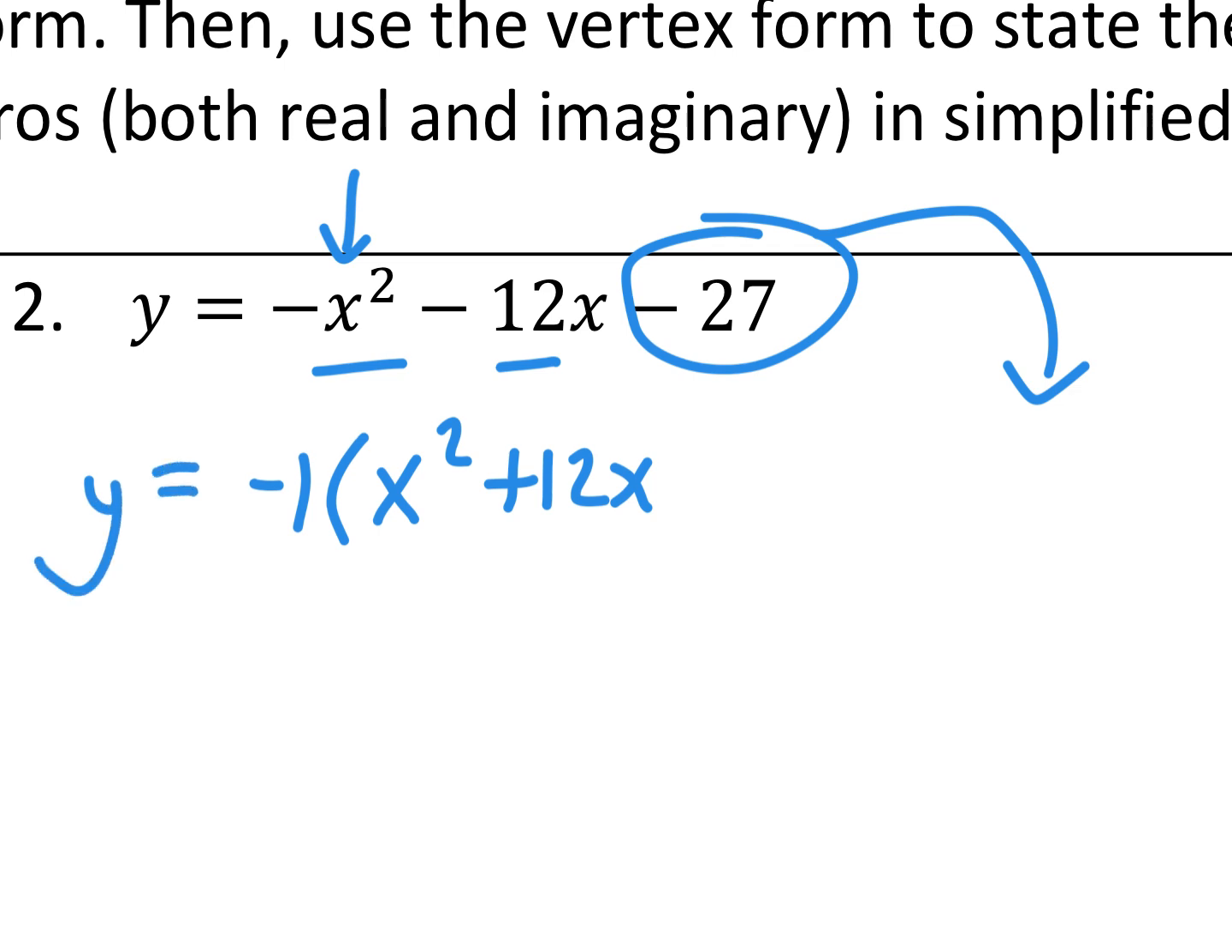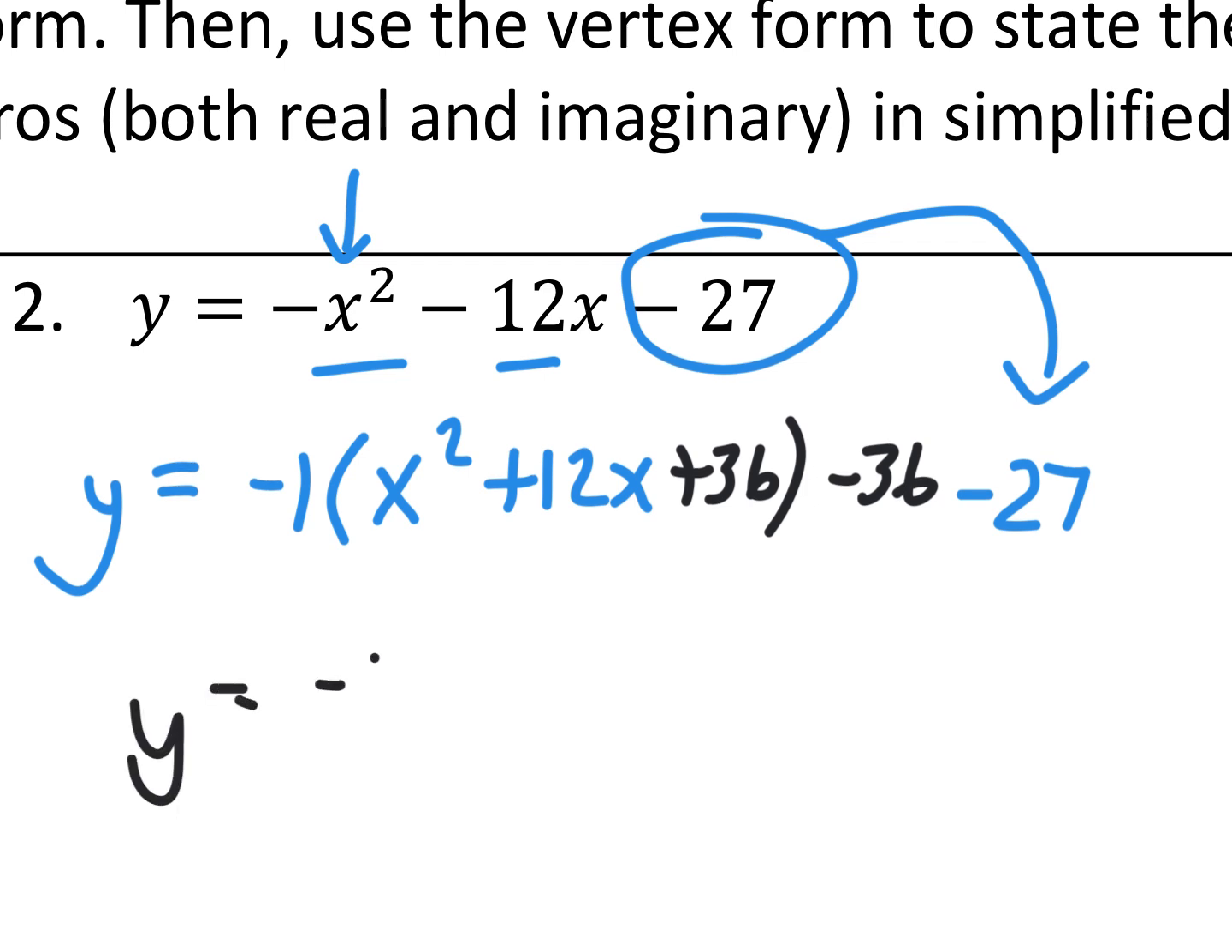You get what I mean? It'd be tempting to factor it out of that 27. You do not. You moved it over. You're not messing with it. What's half of 12? 6. 6 squared? 36. Negative 36. Y equals negative 1. Oh, apparently this is an upside down parabola.